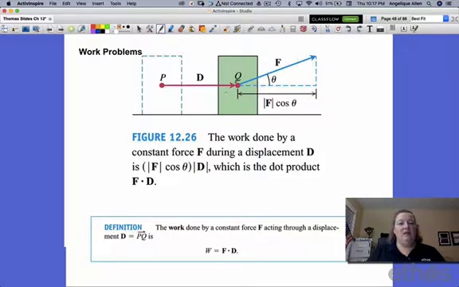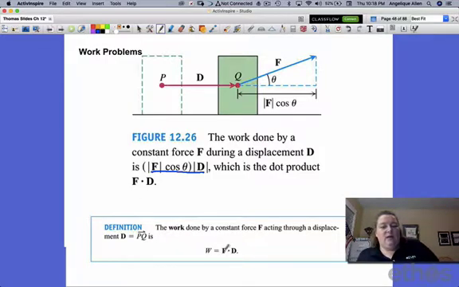So it says the work done by this constant force during a displacement, that's why they call it d, the distance it's been moved, is going to be this scalar length times the magnitude of d, so how far it was moved. So this is the magnitude of F times the magnitude of d times the cosine of theta. Well, that's just another version of the dot product of F and d. So we can calculate the work done, and work is in joules, I believe, if I remember my physics properly.